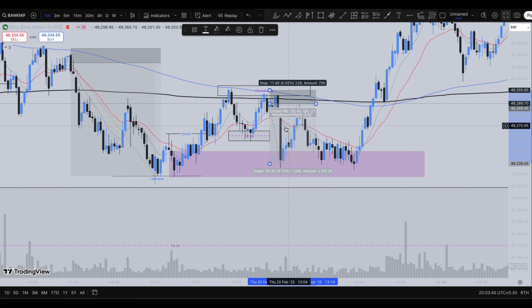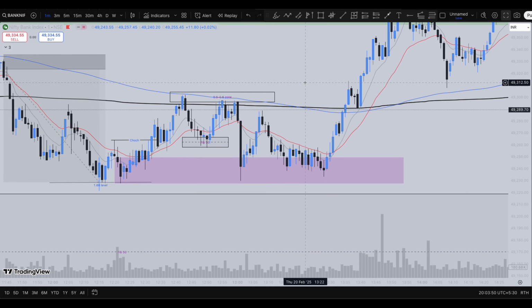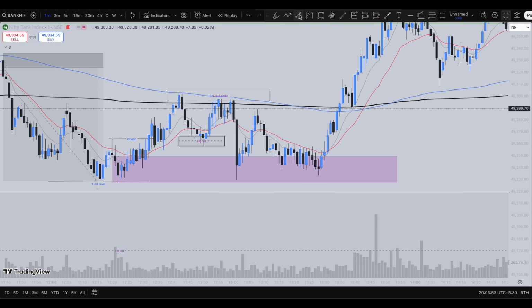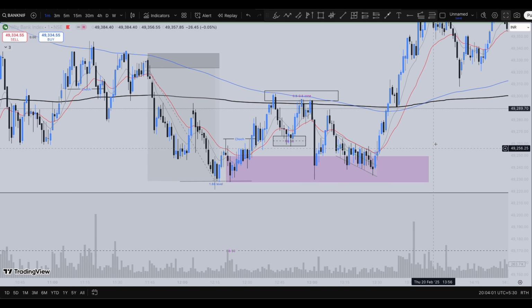So in case the market had closed above, you could have exited your short position. But you can see this is one trade setup, guys, and you can see this kind of liquidity over here. This kind of liquidity usually shows demand, guys.